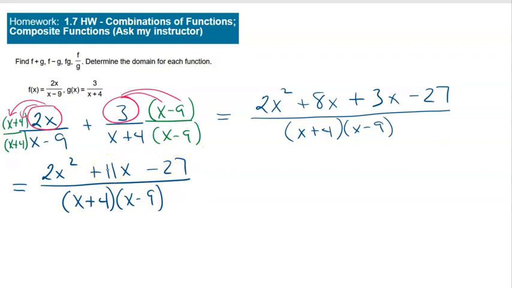That's how I know this thing doesn't factor. Okay, so it takes some thought. It's not as fast as what I just said. It takes some thought, but that doesn't factor. What does that mean? That means this is the final result for f plus g.